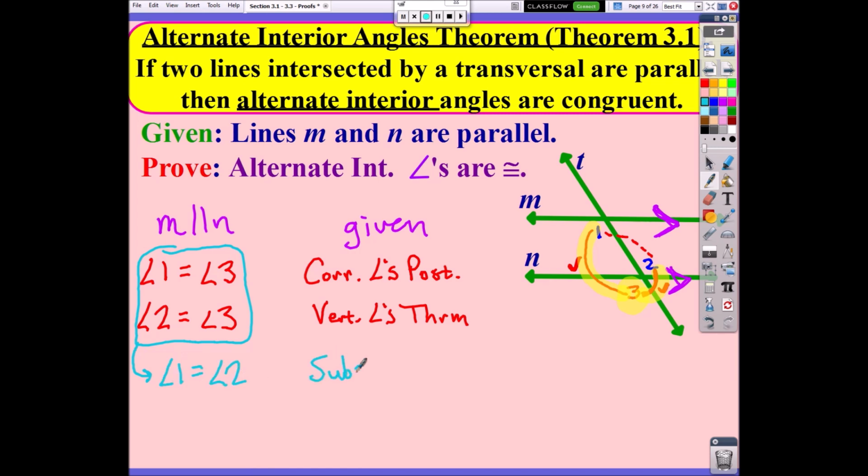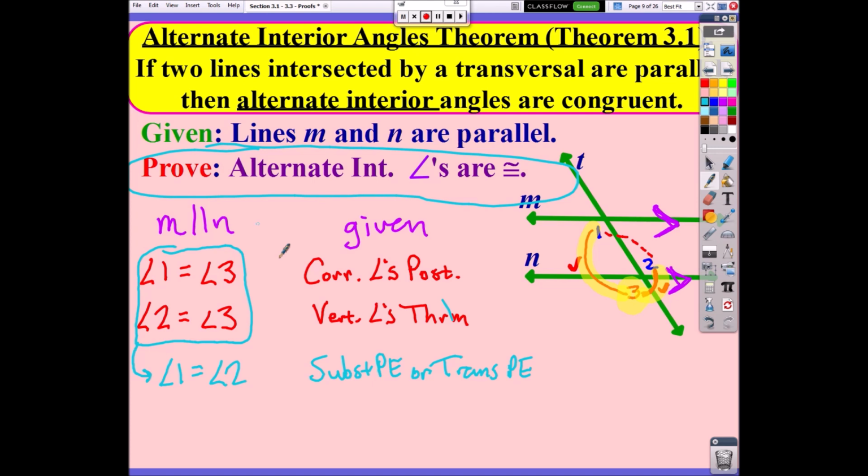And you can either say this is because of the substitution property of equality, or if your brain is screaming transitive property of equality, you can use that as well. Do you have to write both? No, just pick one or the other. And our goal in this proof was to show that alternate interior angles are equal or congruent. And those were angles 1 and 2. And we just accomplished that. So we are officially done with this proof.